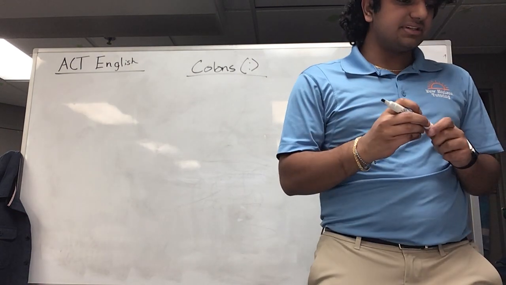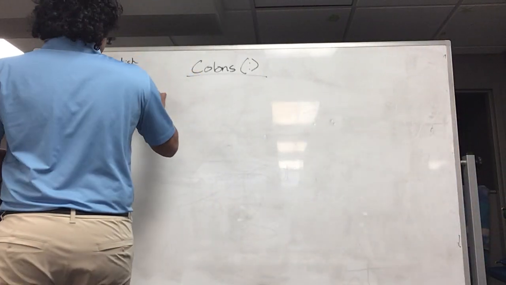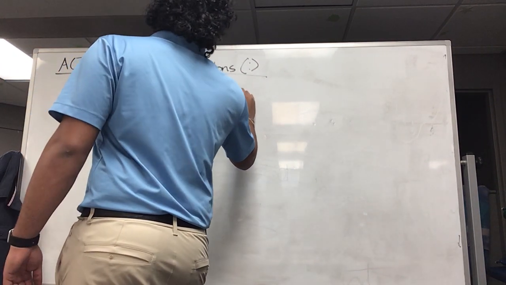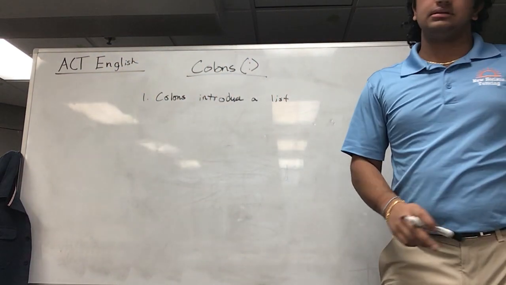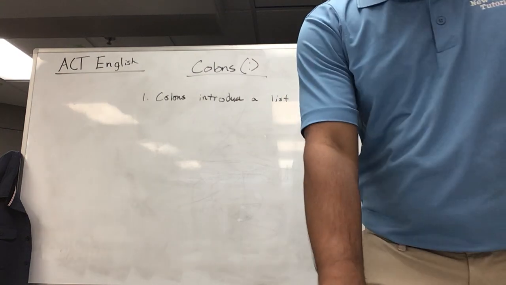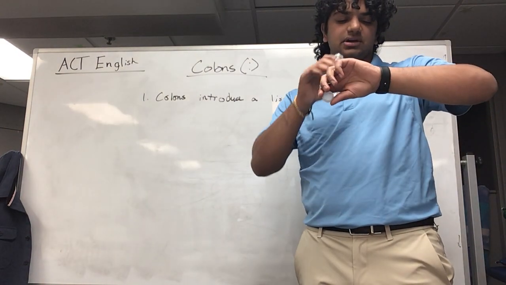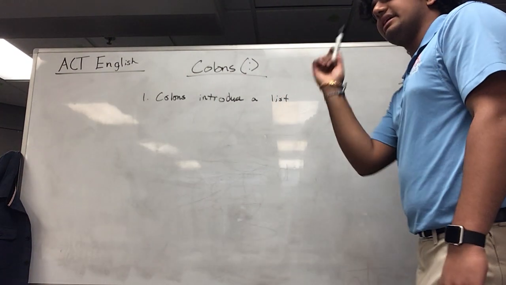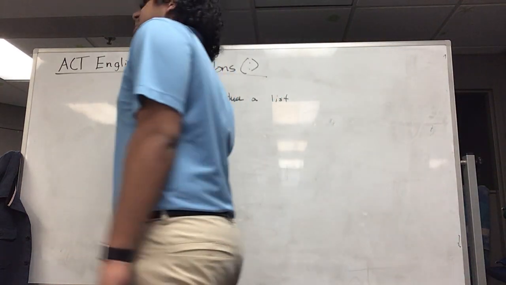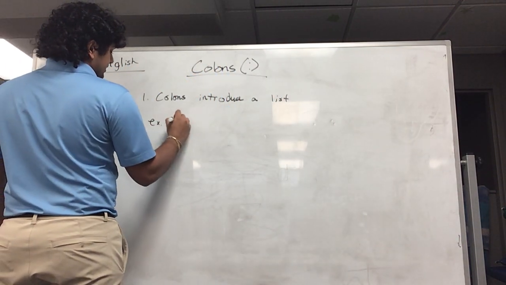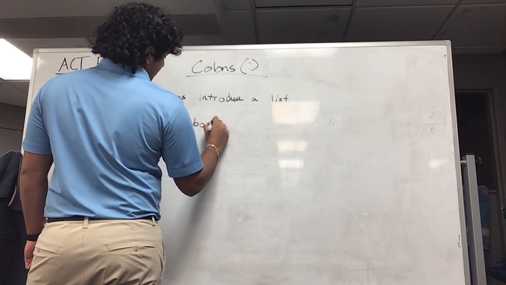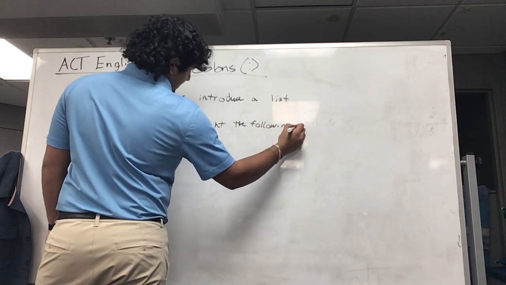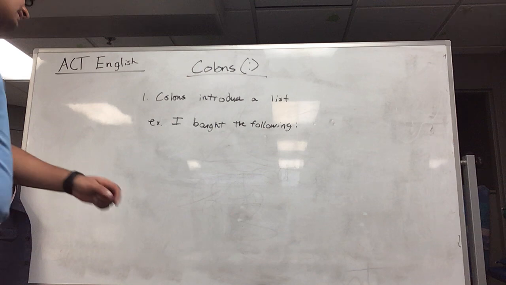So first and foremost, most important, you're going to see this one the most, is that colons introduce a list. So if commas separate items in a list, colons will introduce that list. So for example, I went to that store that I was talking about a few examples ago, and I'm trying to explain to you what I bought. You can say something like, I bought the following. And then use a colon. And then whatever the heck I bought.